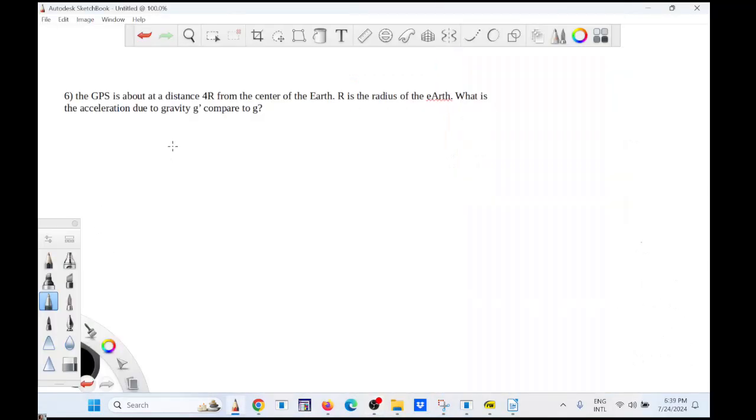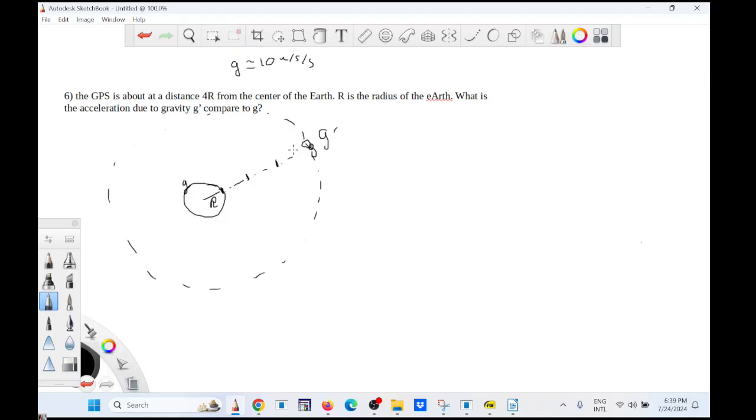So here is a very easy and short problem. So you have the Earth here. This is the radius. On Earth, the acceleration due to gravity is about g. So g is about 10. And you have a satellite at a distance of 4 times the radius. So 1, 2, 3, 4. So this is a GPS here, and it's in orbit around the Earth. And the question is, what's going to be G prime?